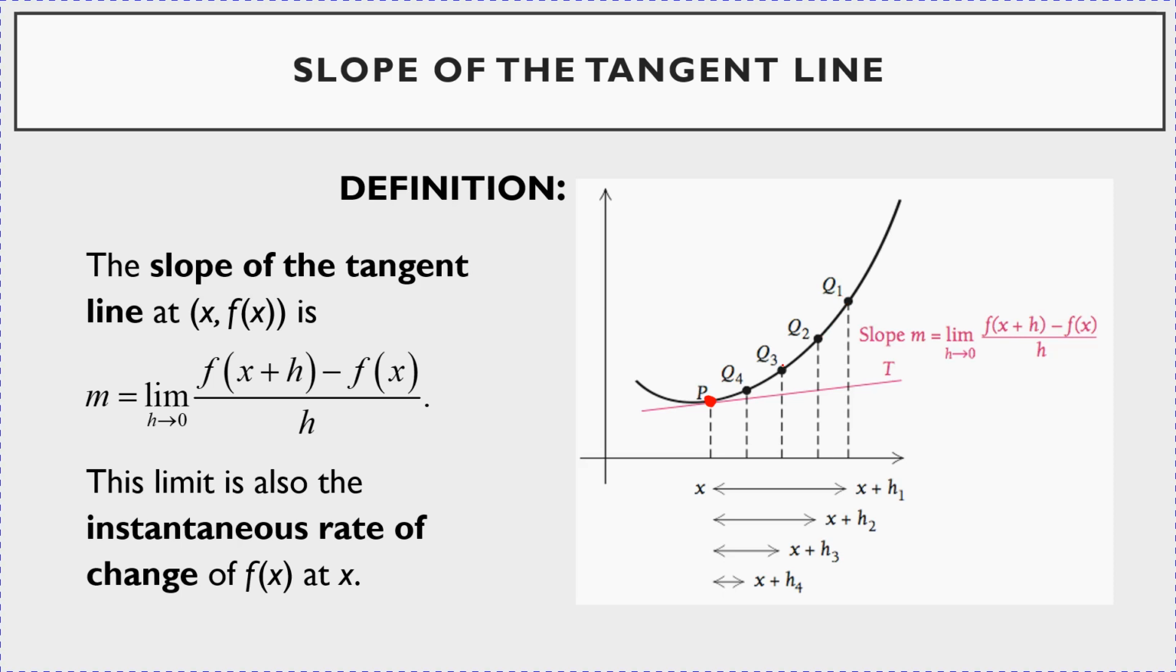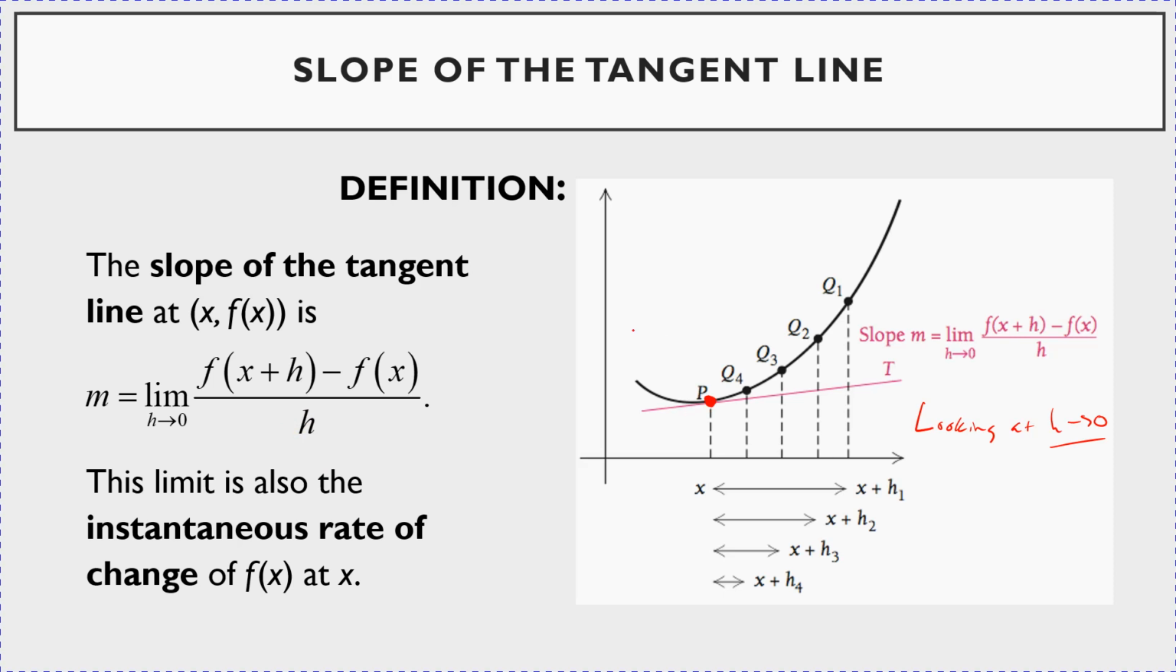You could get closer and closer with your second point, looking at the value as h goes to 0. You can't have the second point be the same point, because then you get a delta x, or h, of 0. So instead you look at the limit as h goes to 0.